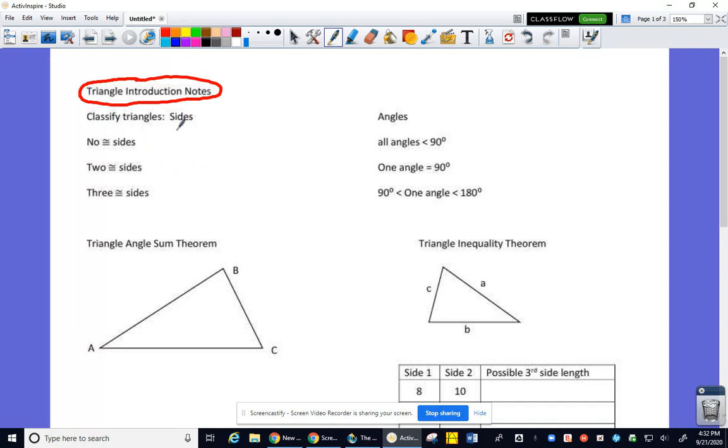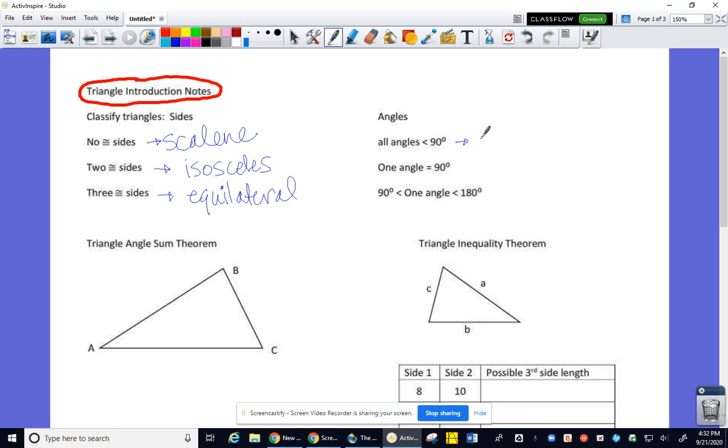Anyway, so we can classify triangles by the amount of equal sides it has, right? If it has no equal sides, we call this a scalene triangle. Scalene has no congruent sides. Two congruent sides is an isosceles triangle, and three congruent sides is an equilateral triangle. Equilateral, equal sides. Lateral stands for sides. Scalene, all different sides. Two congruent sides are isosceles. Three sides are equilateral.